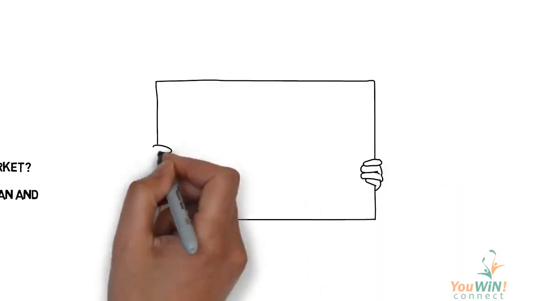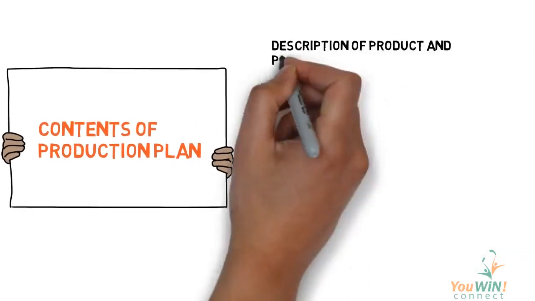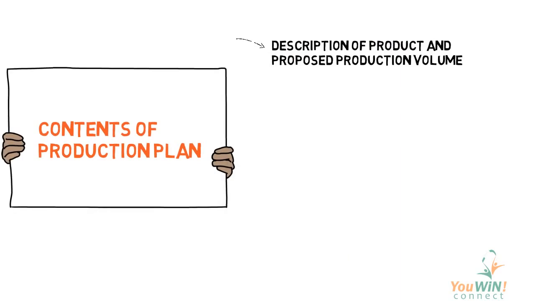I think the next natural thing to do is to look at the contents of a production plan. So, a production plan would have the description of products and the production volume. The products are described from a production perspective, and it will include the raw materials to be used, the equipment that are required, the cost of production, what products will be produced, and how many products of each type should be produced by the company to meet its marketing and stocking plan.